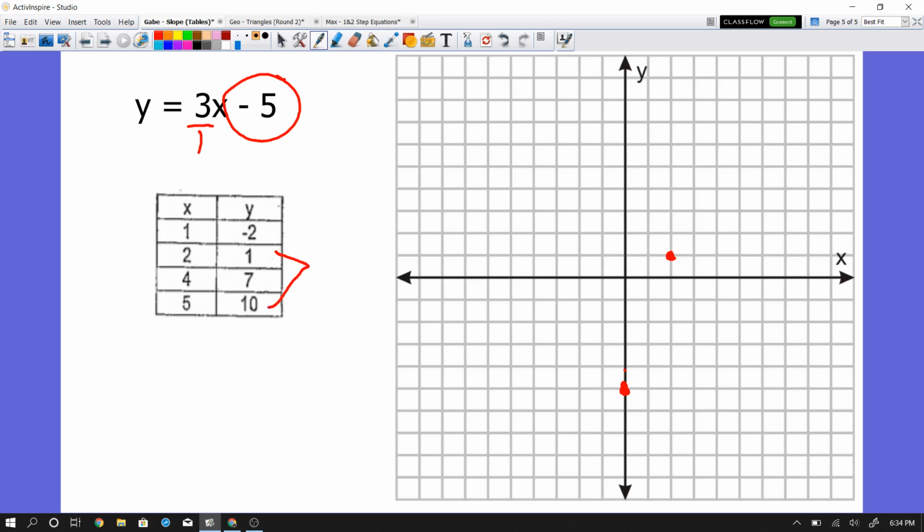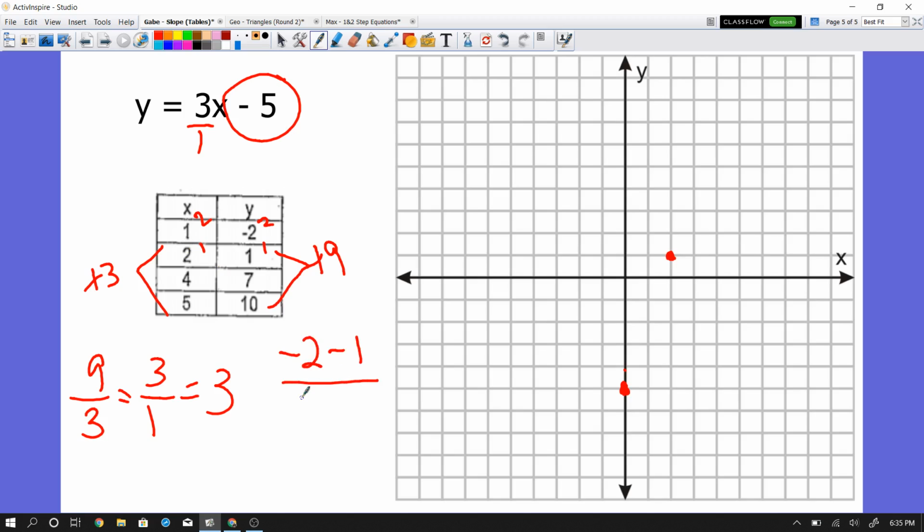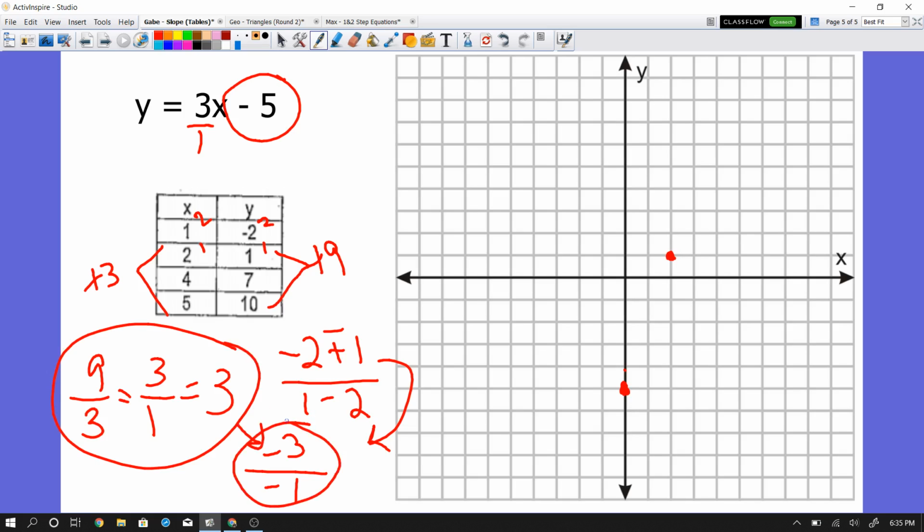I'm going to pick some random ones. 1 to 10 is plus 9. 2 to 5 is plus 3. That's 9 over 3. That's the same thing as 3 over 1, which is the same thing as 3. Let's use the formula. You can pick any two numbers. Just make sure they're corresponding to each other as their respective x and y value. Negative 2 minus 1, y2 minus y1, and then 1 minus 2. That would equal negative 2 plus negative 1 is negative 3 over negative 1. Oh my gosh, the equal and opposite of what we originally found.